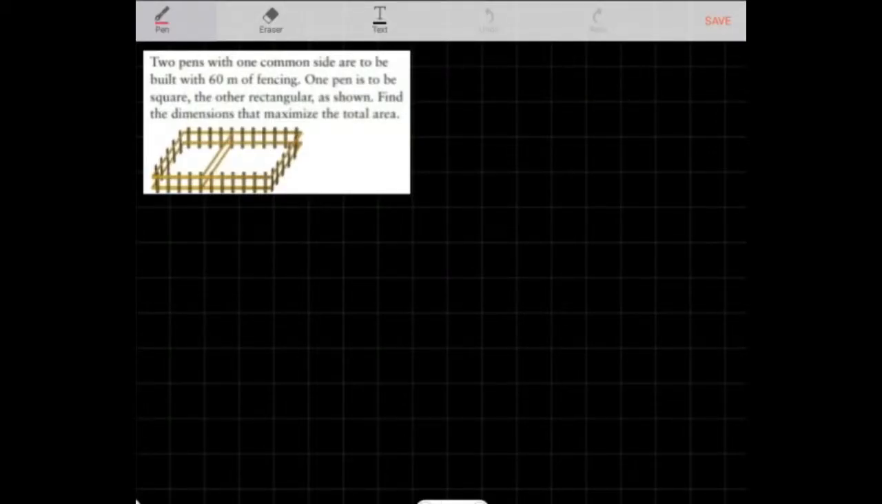Alright, let's take a look at another application of derivatives and optimization. Here in our question we have two pens with one common side that are to be built with 60 meters of fencing. One pen is to be a square, the other rectangular, as shown. Find the dimensions that maximize the total area.